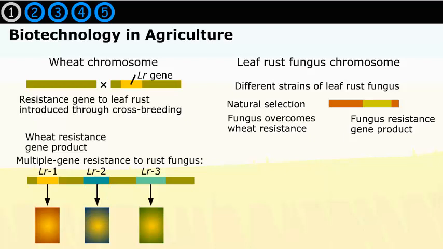The wheat's fungus-resistant gene products work together like HIV drugs. Even if the fungus becomes resistant to one of the gene products, the other gene products still prevent the fungus from growing on the wheat.